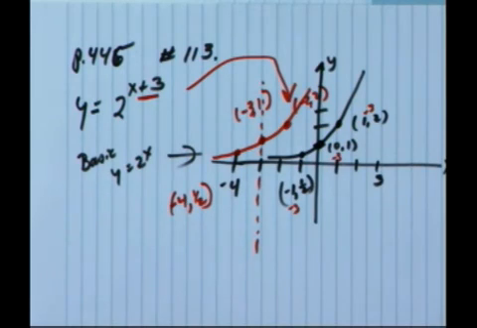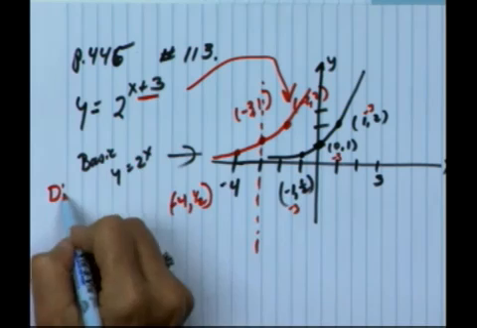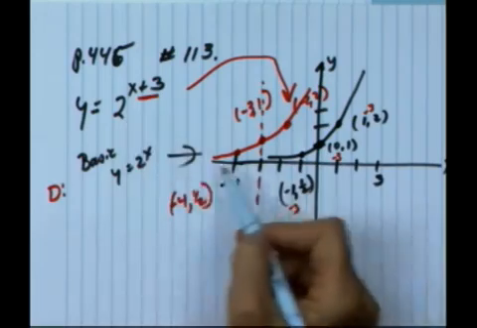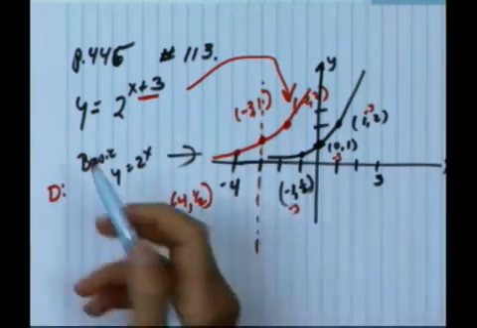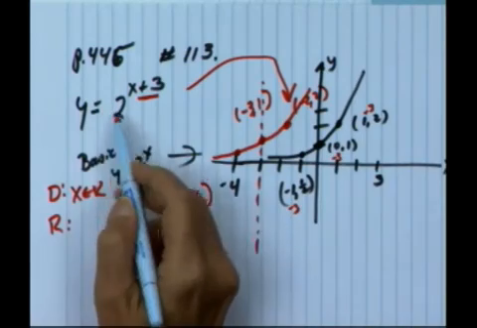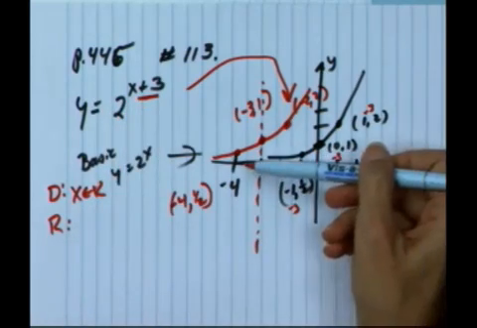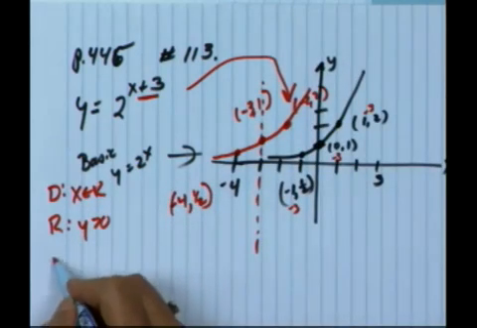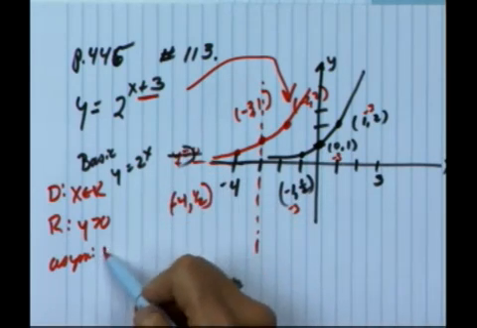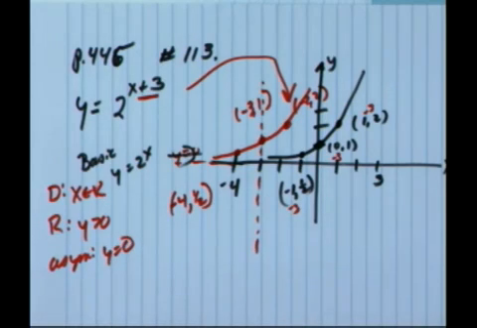Let's get the domain for this. Can you raise 2 to any power? What's your domain, everybody? You can just look on your graph. Are all the x values covered? X is all real numbers. What's the range for this function? Y is greater than 0. What is the asymptote for this function? Y equal to 0. Okay, that takes care of part A. The real part they're trying to get to, because that was on your last test, is finding the inverse function.